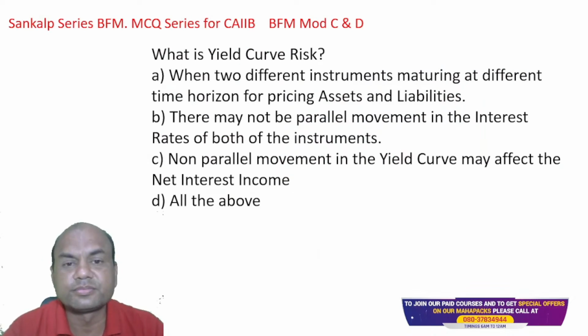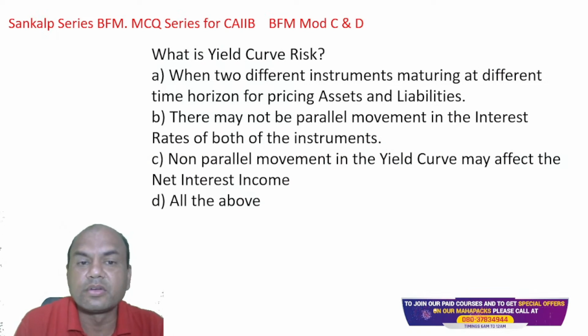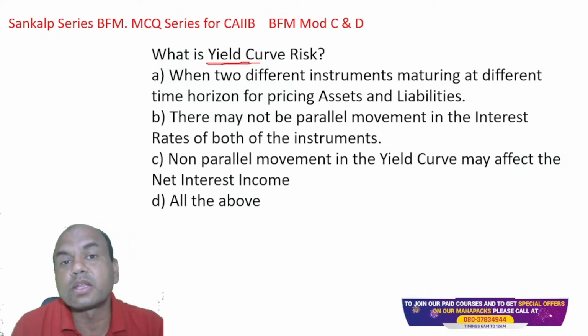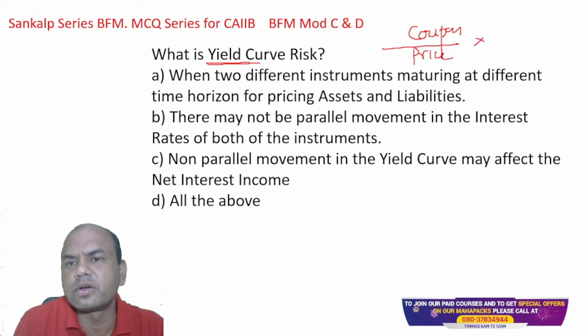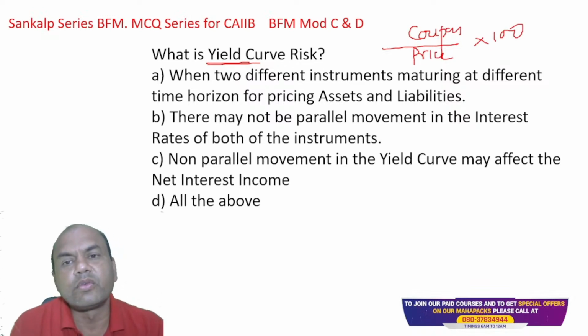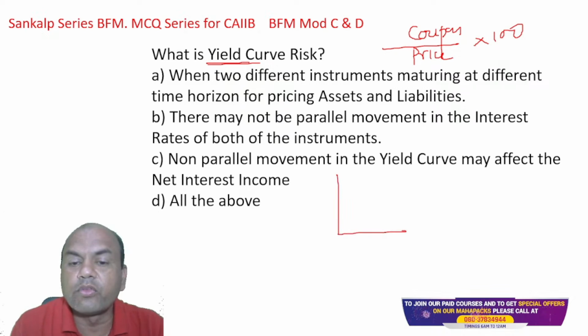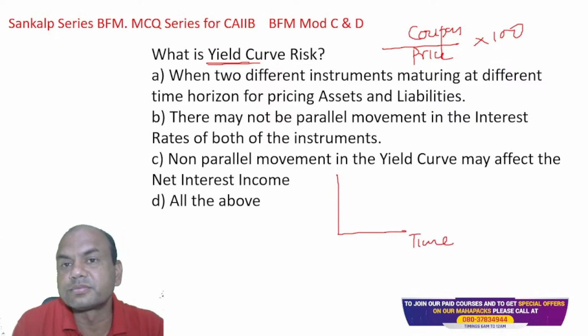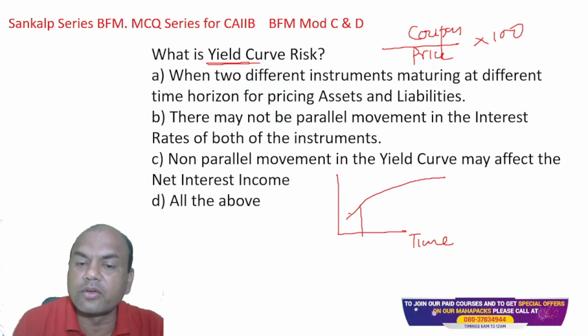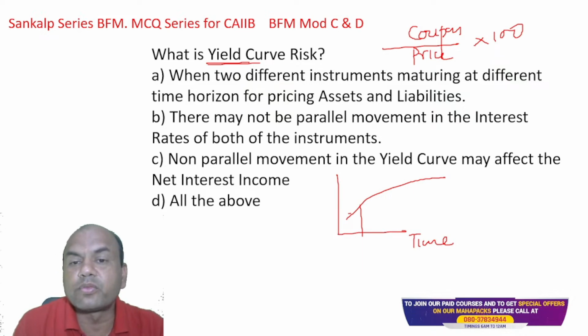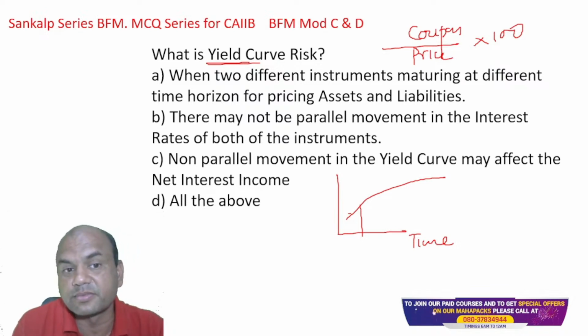What is the yield curve risk? Yield curve. Yield means basically the returns I am getting from the bond. The formula is very simple: coupon upon price, into 100. Of course, everything is into 100 only. So this is yield. What is the yield curve risk? When I plot this yield for various maturities, here this is time, then the curve which I get is known as the yield curve. So when two different instruments maturing at different time horizons for price, assets and liabilities, that is basically yield curve risk. So A is right.